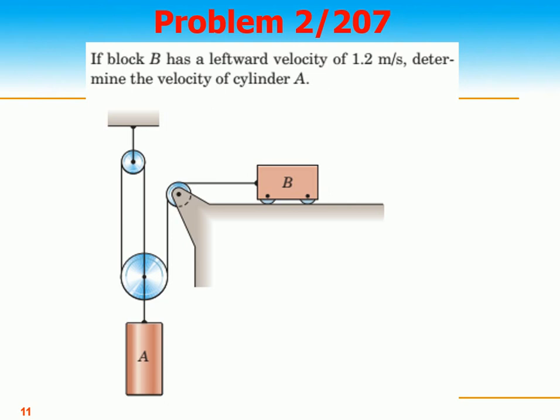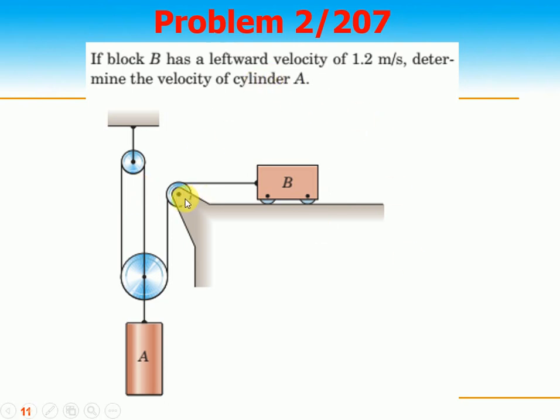Okay, sample problem 2-207. Block B has a leftward velocity, towards this, of 1.2 meter per second. If it is moving leftward, it means A is moving downward. Determine the velocity of cylinder A.